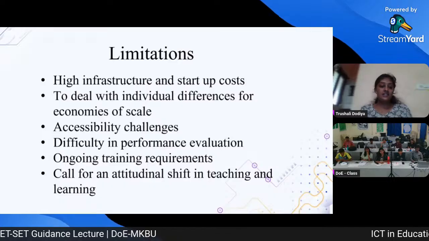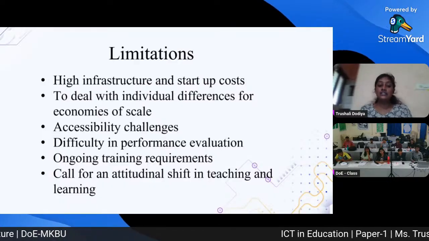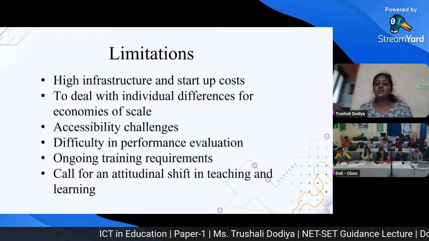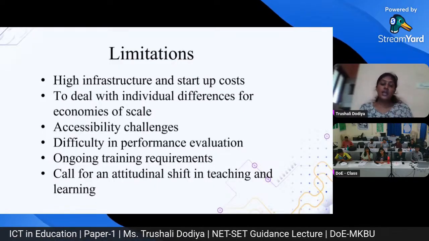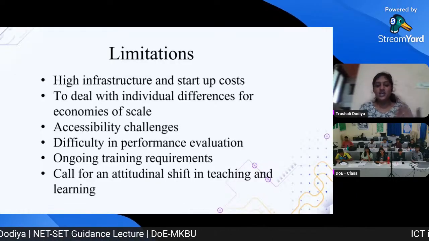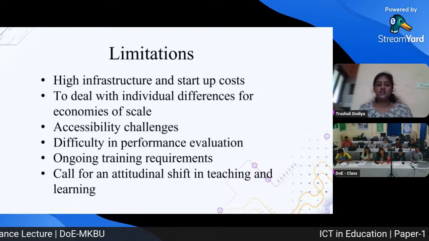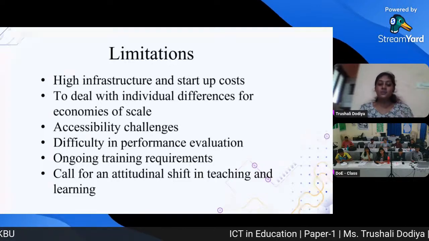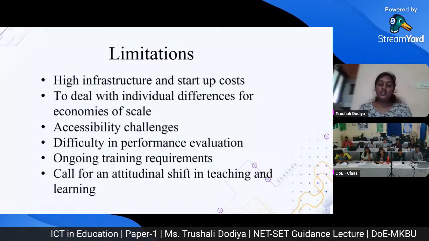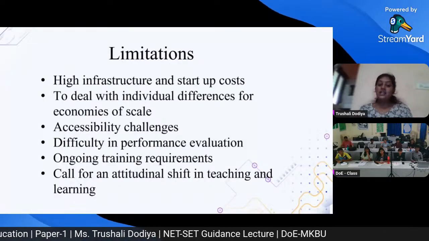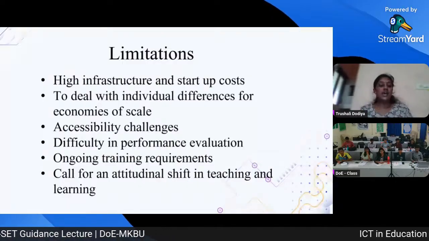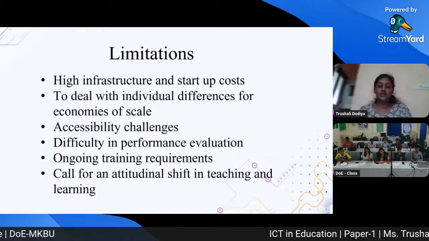So, difficulties in performance evaluation, and ongoing training requirements are there. As I just mentioned, it is not just about students, but teachers should also get trained for using ICT in education. During the time of COVID, I do remember that Dilip sir was organizing training programs for the teachers of the university to let them know what ICT is and how they can use it in their teaching. So training on both sides, teachers and students, is required, which is a challenge as well.